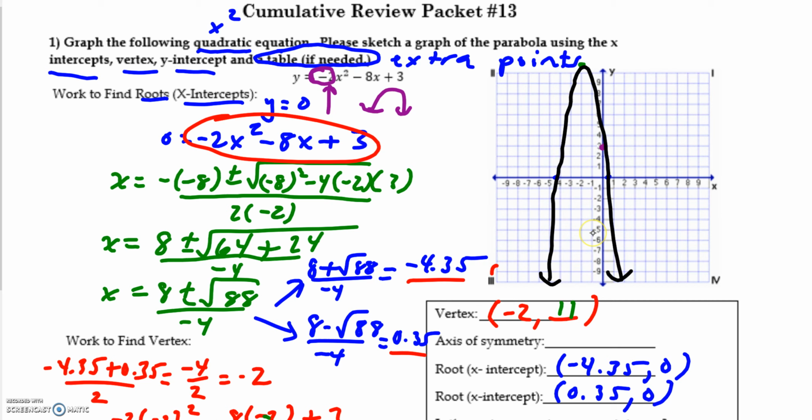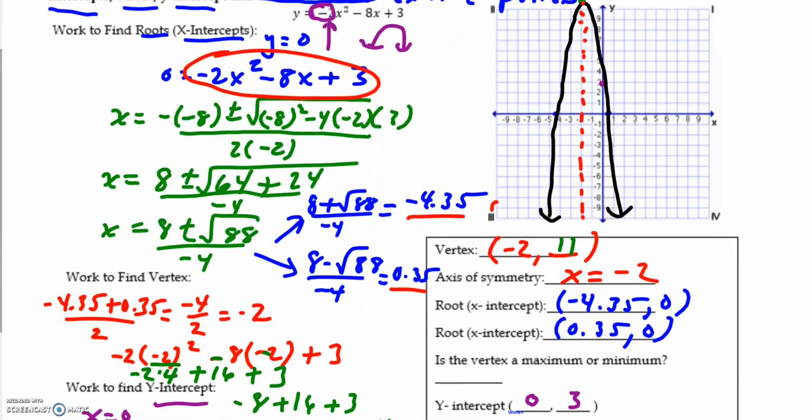Now that I have this picture, my axis of symmetry is the line that cuts the parabola in half. And that hits the x-axis at -2, so the vertical line would be x equals -2. Is the vertex a max or a minimum? Well, the vertex is the very top of the parabola, so it has to be a maximum value.